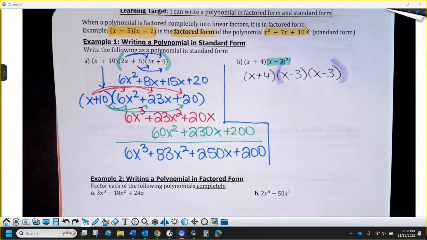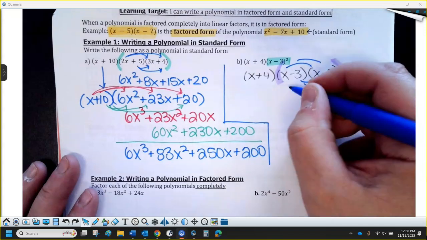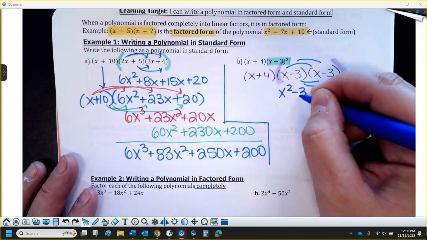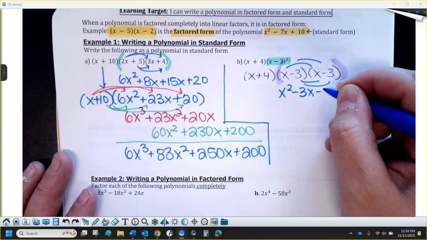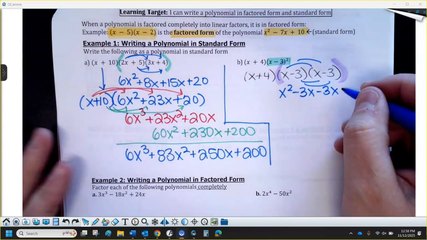I usually just do the 2 on the far right first, and I'll leave that x plus 4 out in front. So I'm just going to do the same thing, just a little box or FOIL, however you want to do this. You should get x squared minus 3x, then you get another minus 3x, and then negative 3 times negative 3 gives you positive 9.